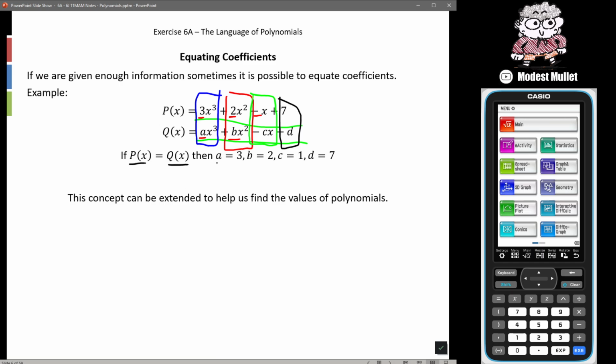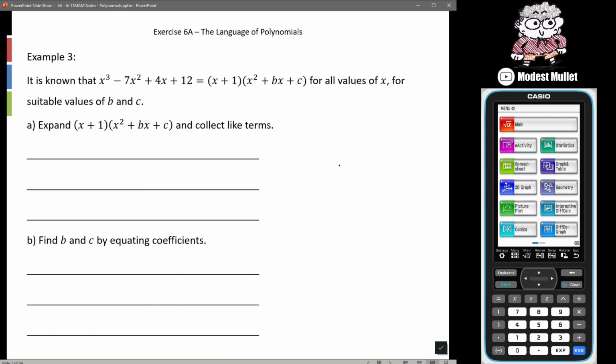be the same. We can then say, well, A must be equal to 3 to match. B must be equal to 2 to match. C must be equal to 1 to match. And then D must be equal to 7 to match. So that's all it is, equating coefficients. If you have two expressions that have to be equal to each other, then if you collect like terms and match the terms up on the left and the right hand side, the numbers out the front, the coefficients, must match if those two things are to be equal.